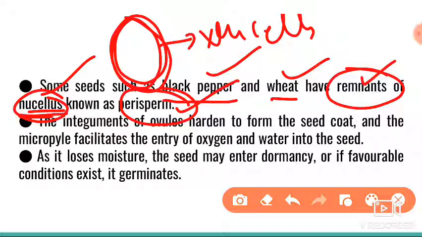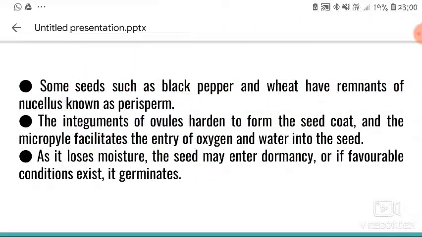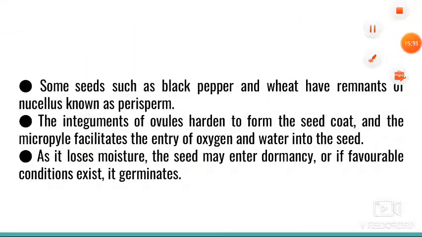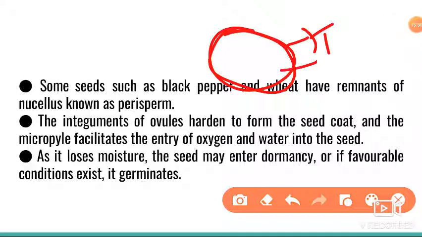And here the integuments of the ovule are hardened to form the seed coat, and the micropyle facilitates the entry of oxygen into the seed. Here I'll draw the seed diagram. The seed coat is somewhat hard because externally it is covered by testa and internally by tegmen. The outer layer is testa and the inner layer is tegmen. And here you can see the micropylar opening.